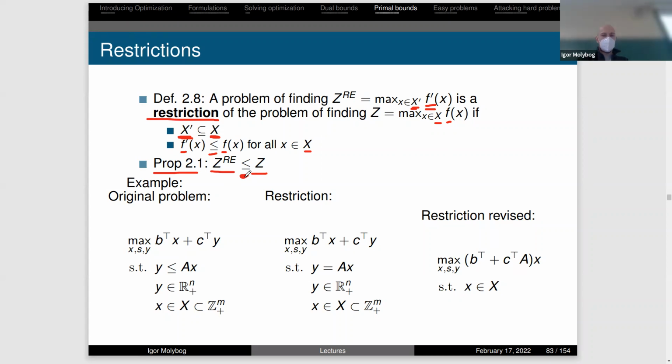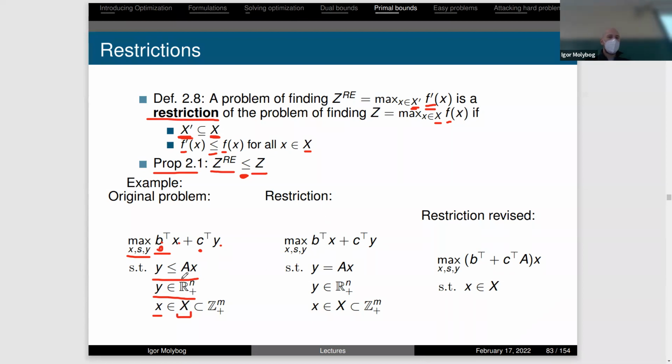However, sometimes it is slightly simpler. We can take an example of a restriction here. Let's say that we are trying to maximize a linear objective function, with the objective given with two vectors b and c over the two vectors of variables x and y, subject to the inequality that y is less than or equal to ax, and y is a real vector, and x is a binary vector, probably subject to some additional constraints that do not include y.